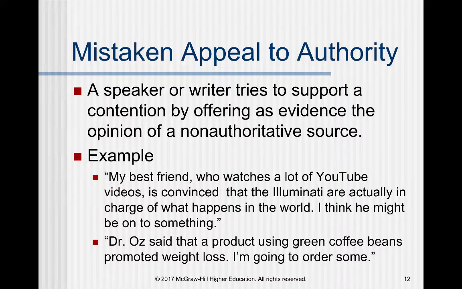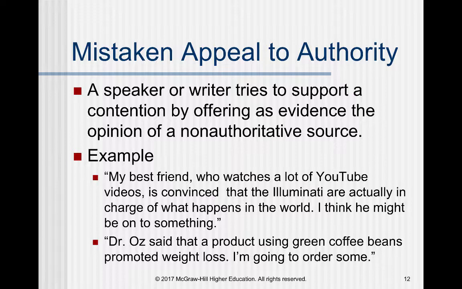A logically valid argument from authority grounds its claim in the beliefs of one or more authoritative sources whose opinions are likely to be true on the relevant issue. However, a mistaken appeal to authority uses evidence from a source that is not authoritative. In other words, the source is simply not qualified to speak to the topic at hand. Sources could be non-authoritative because of their personal bias, their disagreement with the consensus on the issue, or their non-expertise in the relevant issue or any number of other issues. Here are a few examples.